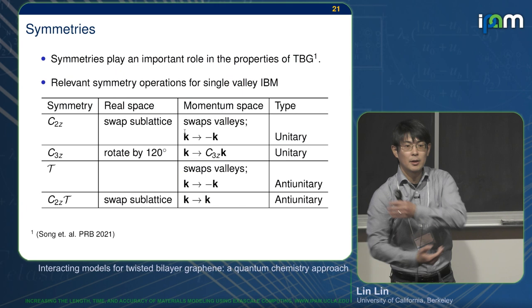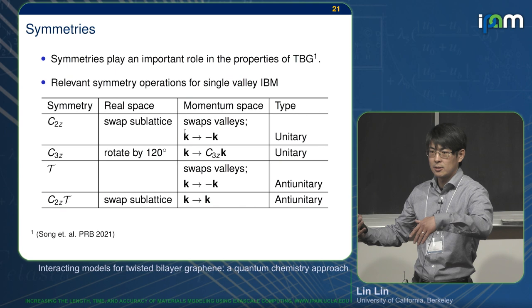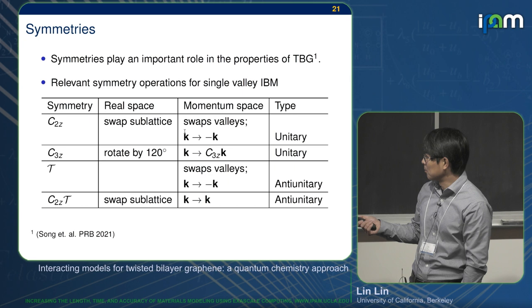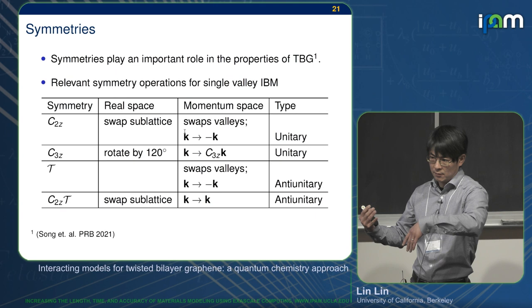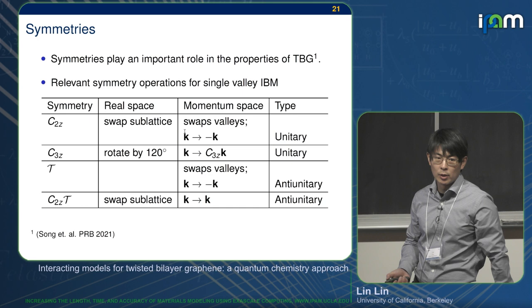It's pretty easy to see that it will swap the valley degree of freedom. As I said, our model is valleyless, so we need to flip it back later. So C2z alone will flip the valley, flip K to minus K, and also swap the sublattice. In terms of categorization, it's a unitary symmetry. Then there's a C3z, which is a rotation with respect to the z axis by 120 degrees, and that one is also unitary.